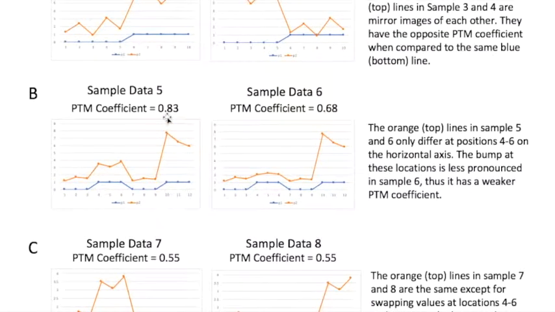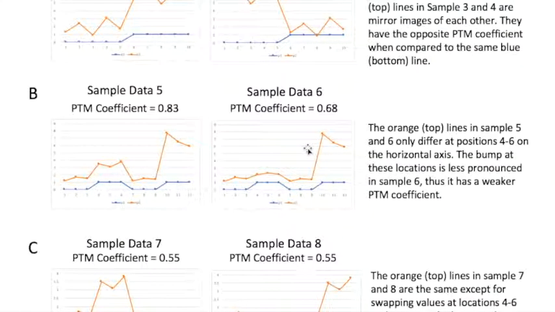All right, now let's look at sample data 5 and 6. In sample data 5, the template in blue has two bumps. You bump up, down, and then bump up again. And here the data in orange also has two bumps. The correlation coefficient between these two profiles is 0.83, which is still a strong correlation.